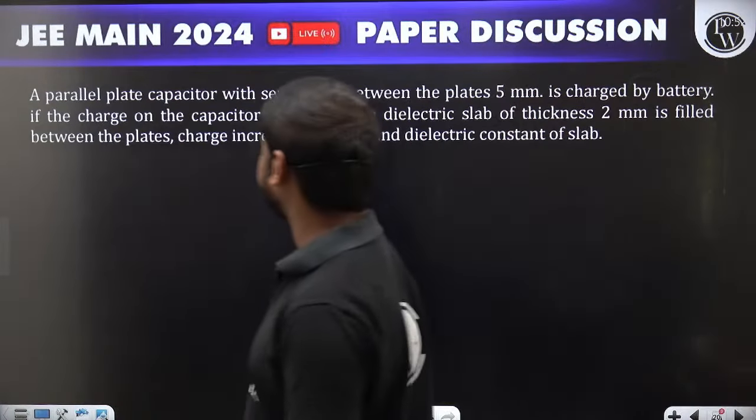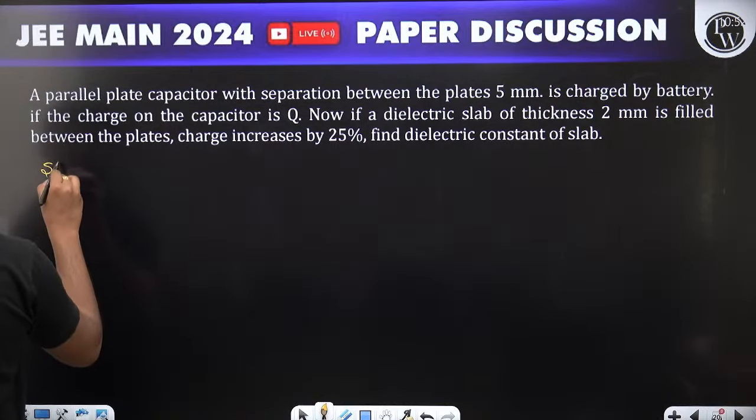So the next question. This question is from capacitors.